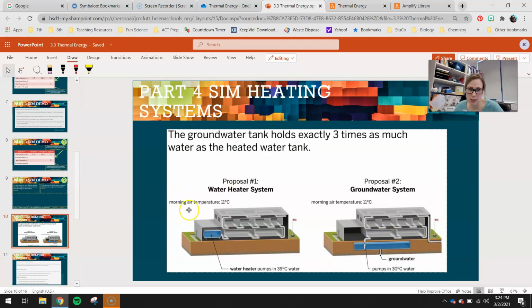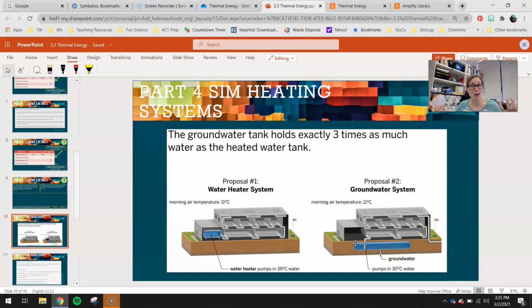So if it's 11 degrees Celsius outside, which is a fairly cold winter day, we have water inside of this water heater that's 39 degrees Celsius. That's slightly above body temperature. And then over here, if again we still have the same morning temperature, we have this groundwater system where the water is only about 30 degrees Celsius. So slightly warmer than room temperature, lower than body temperature, but we have a 3-time larger system there.